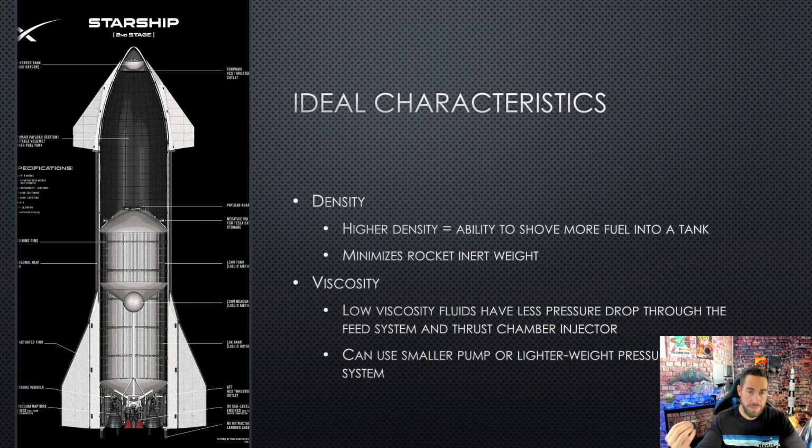And then also, if you have something that's lower viscosity, you can use smaller fuel pumps or a lighter weight pressurization system. And that goes back into the fact that there's a huge weight penalty to carry things into space. So the lighter that you can make it, the better off you're going to be. By using lower viscosity fluids, it helps you minimize the weight that goes into the fuel pump or the feed systems.